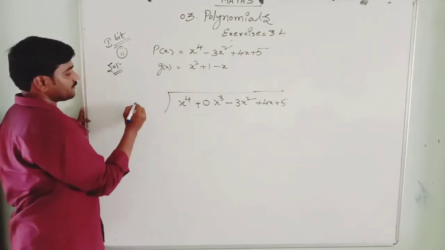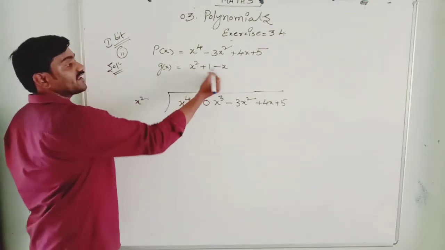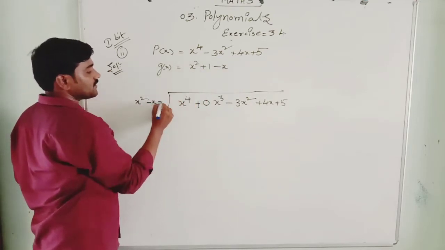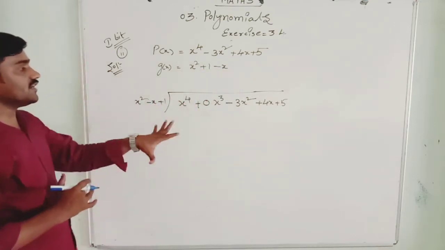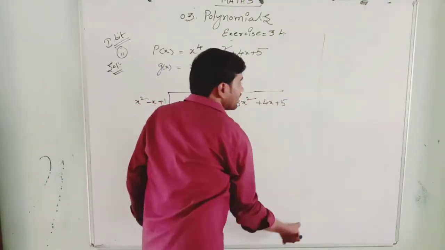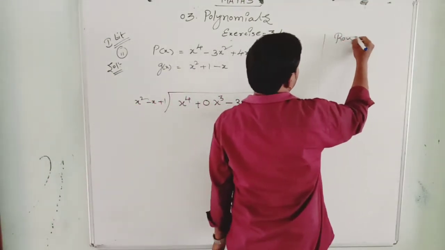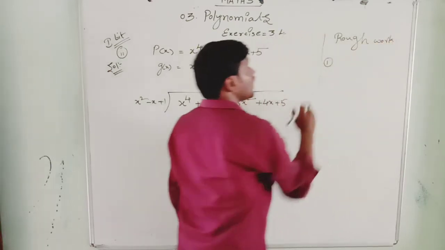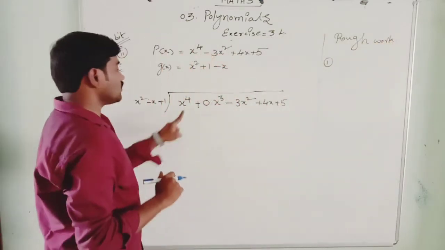Now we take g of x and write it in standard form: first the x square term, next the x term, plus 1. Now we will divide it. Rough work is very important, as I said to you. With the rough work also you get marks in the annual exam, so you write the rough work also.